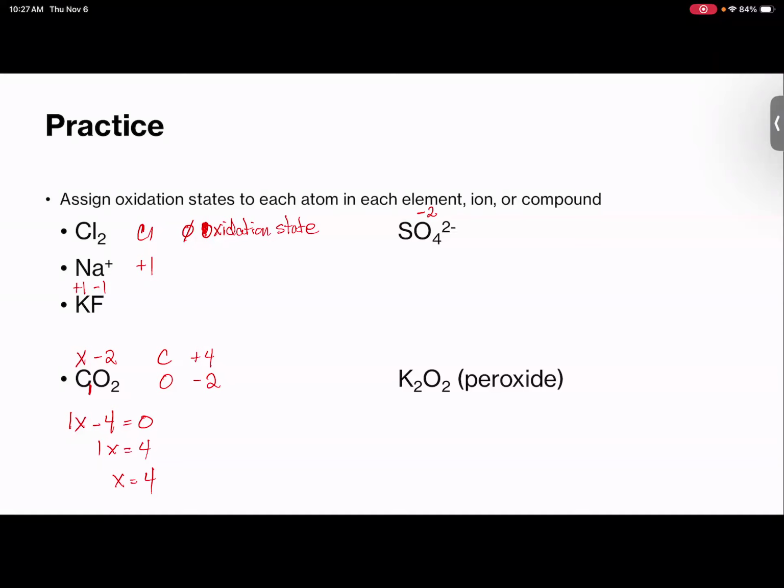There is no rule for sulfur, so we're going to have to calculate it. There's 1 sulfur times X. There's 4 oxygens times a -2, that's a -8. And because this is a polyatomic ion, we're going to set it equal to its charge. 1X equals 6, so X is equal to 6. So our sulfur in this case has a +6 oxidation state, and the oxygen has a -2 oxidation state.